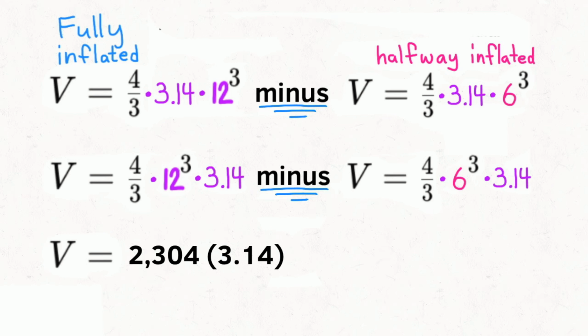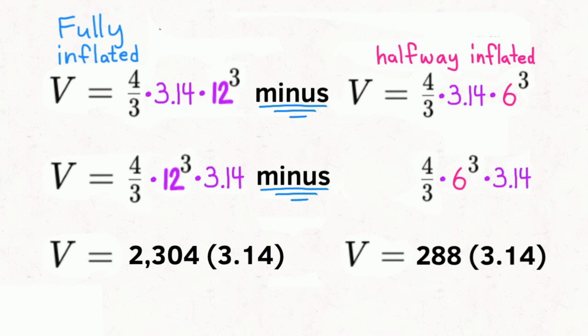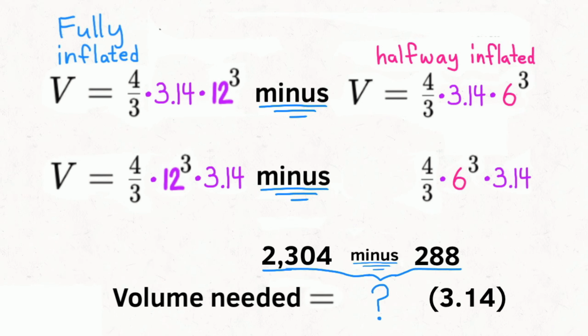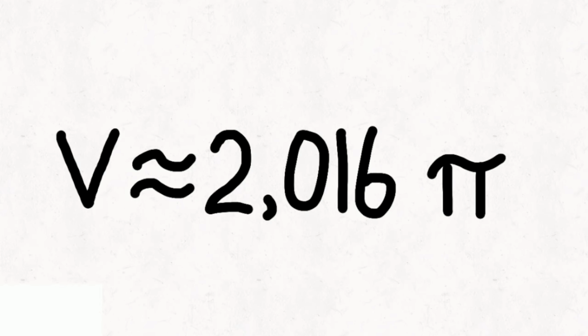Now let's work on the halfway inflated basketball. 4/3 times 6 cubed. That's 4/3 times 6 times 6 times 6. That would give us 288. Then we'd multiply that by 3.14. The volume needed will equal the difference between 2,304 and 288 multiplied by 3.14. Or in this case, approximately 2016 times 3.14. In terms of pi, I can write it like this.